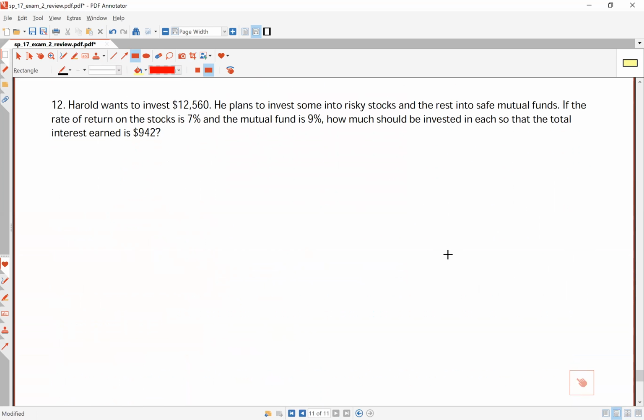Harold wants to invest a total of $12,560. He plans to invest some in risky stocks and the rest in safe mutual funds. If the rate of return on the stocks is 7% and the mutual fund is 9%, how much should be invested in each so that the total interest earned is $942? This formula that we use is the interest formula. Interest is obtained by taking the principal times the rate.